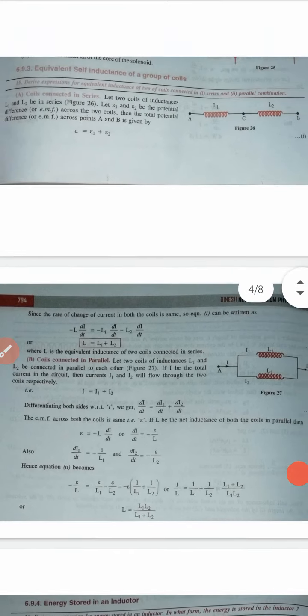Then for parallel. For parallel combination, we know that the current changes but the EMF remains the same. Suppose the total current is I. At this point it is dividing. I1 is flowing through L1, I2 through L2. This coil has self-inductance L1, this one has self-inductance L2, and finally both currents combine at this point, and the total current coming out of the coil is also I. So we can write I is equal to I1 plus I2, because I is splitting into two parts.